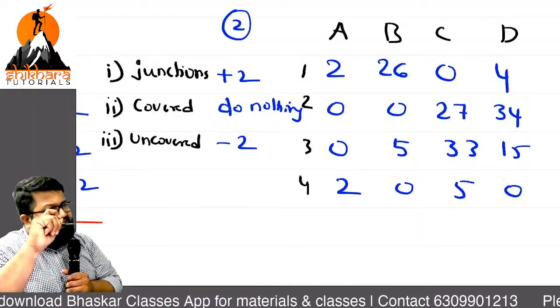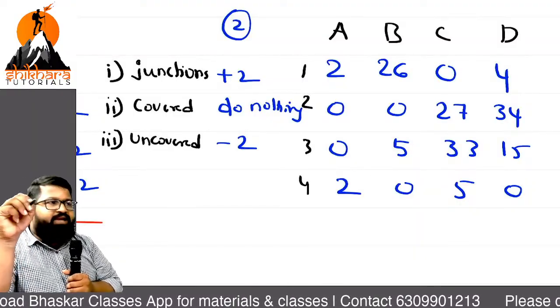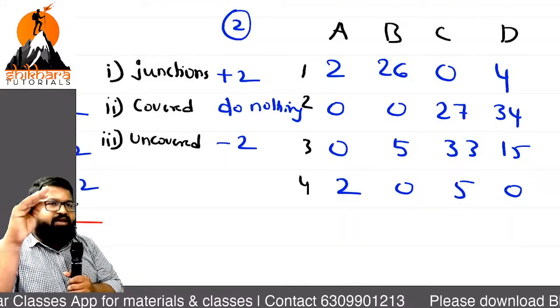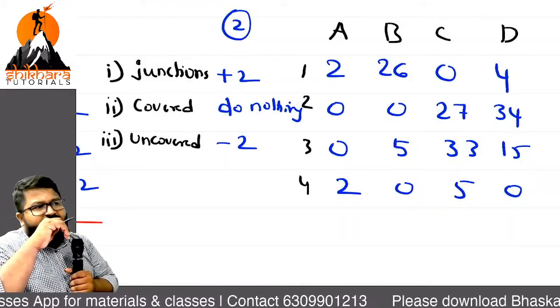From the uncovered elements, the least number should be taken. At junctions, what are we doing? We are adding. Covered, doing nothing. But uncovered, we are deducting.